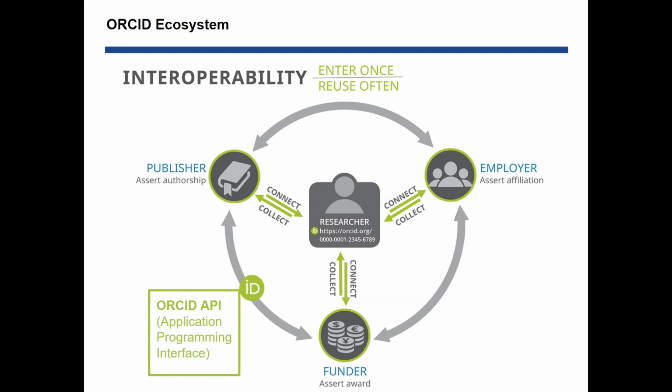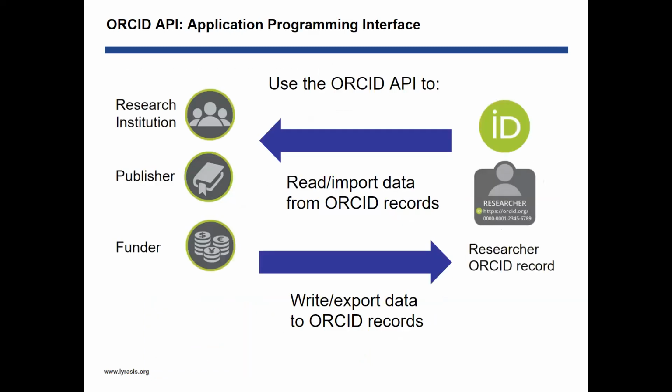So in this graphic, you're seeing the researcher at the center with their ORCID ID, and then through the ORCID API, which stands for Application Programming Interface, the researcher is able to connect with their employer, connect with their funder, and connect with their publisher, and transfer all of the information stored in their ORCID record to these organizations that they're affiliated with. So the ORCID API, like I mentioned, allows organizations to read data from and write data to their affiliated researchers' ORCID records with the permission of the researcher.